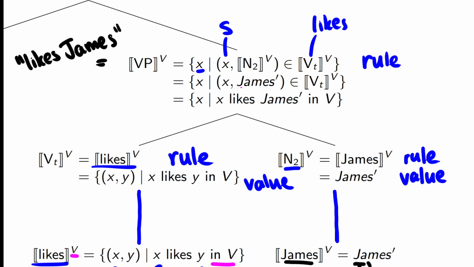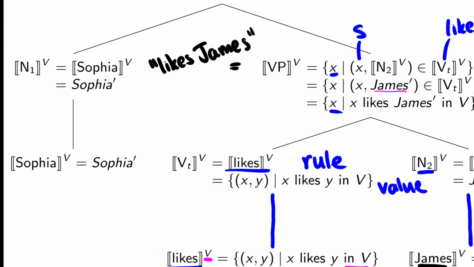In other words, this means that James is always the object in this case. I'm looking for all of the things that have pairs with James as the object. So the value is this final step here. So we really just need lines 1 and 3. Or paraphrase, I'm now looking for the set of X, our subjects, such that X likes James prime in V. That's the meaning of our verb phrase.